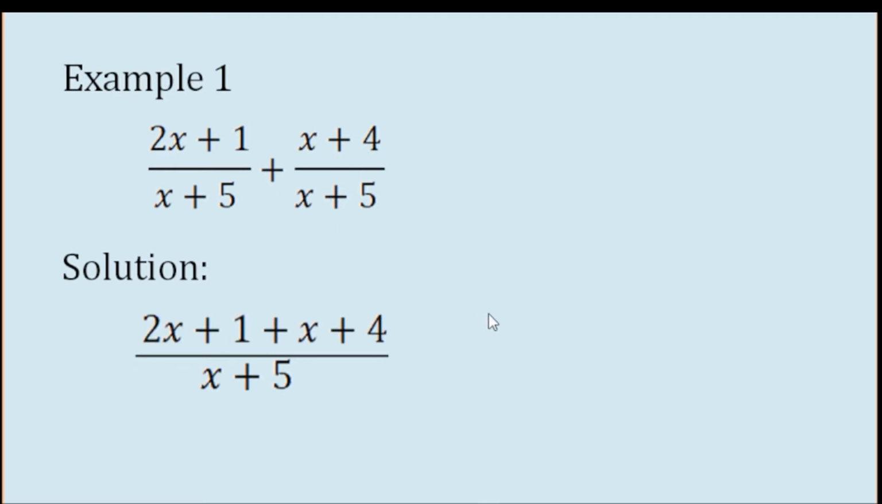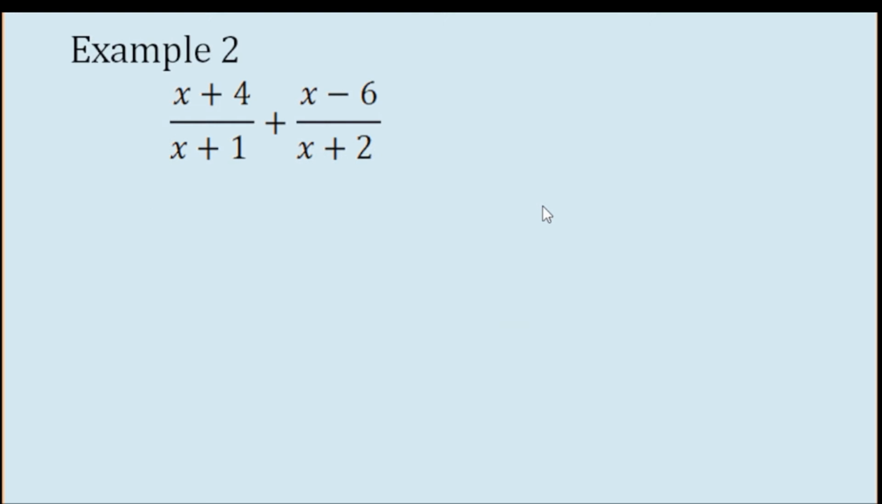And then furthermore, we write down the denominator and then simplify, collect like terms on the numerator. 2x and x, that's 3x. 1 and 4, that's plus 5. So this is our answer.